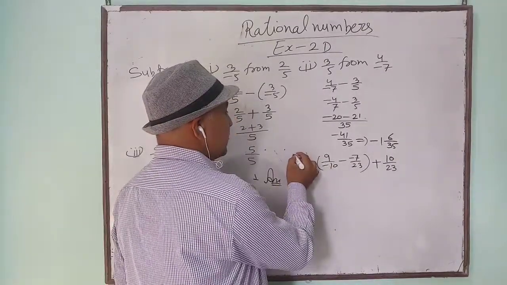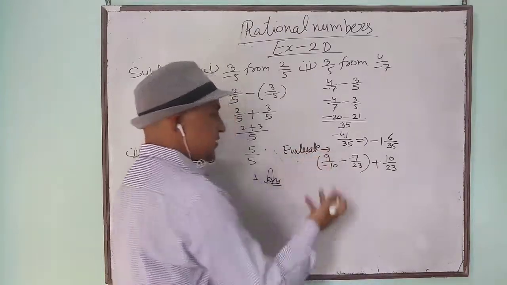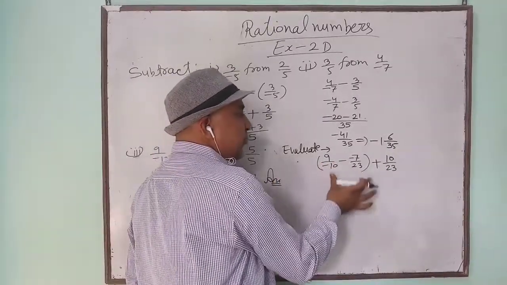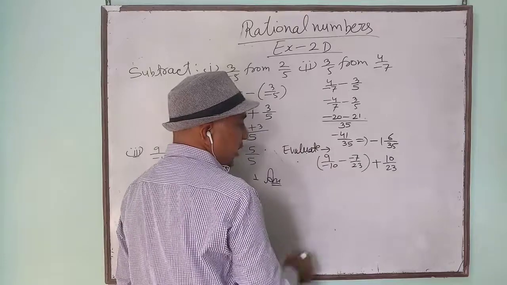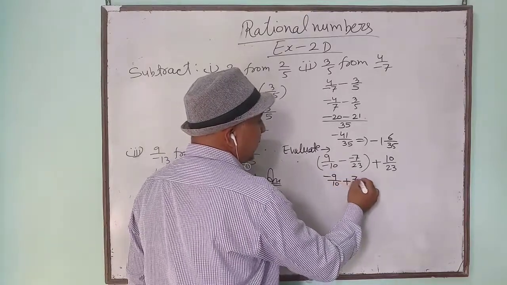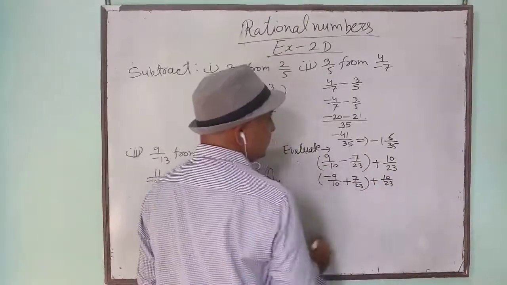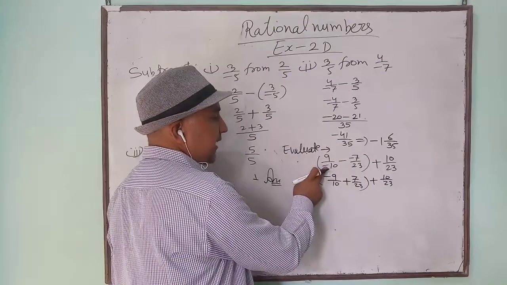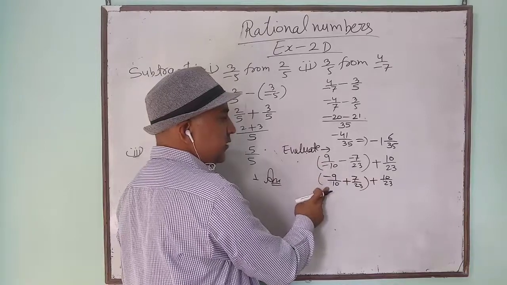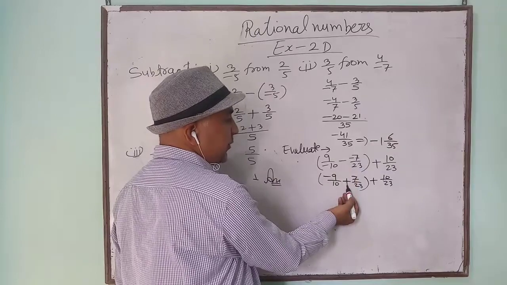You have to solve this one. Suppose this question is evaluate. This is a simplification question actually. Since here bracket is applied, so first we will solve this one. How to solve? We can write here minus 9 upon 10 plus 7 upon 23, because this is negative sign. So by changing the numerator and denominator sign, we can write minus 9 by 10. Here minus 7. So this minus is multiplied by this minus. So it will become plus.